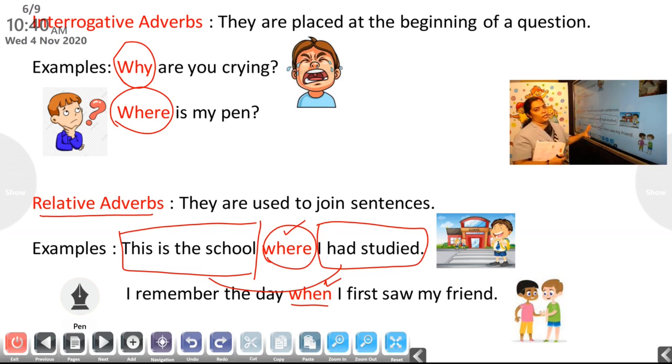Don't go into too much detail about this. Just understand that it is used to join sentences. Understood? Completely different from interrogative adverb.